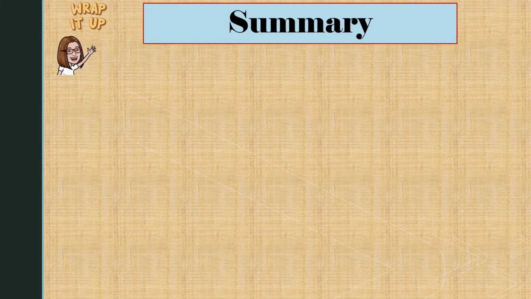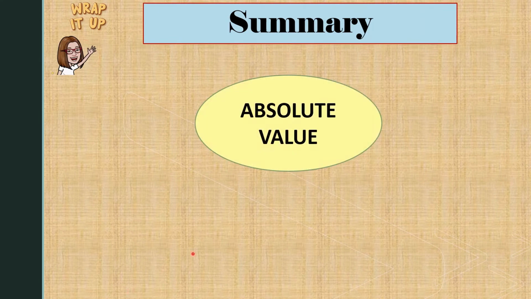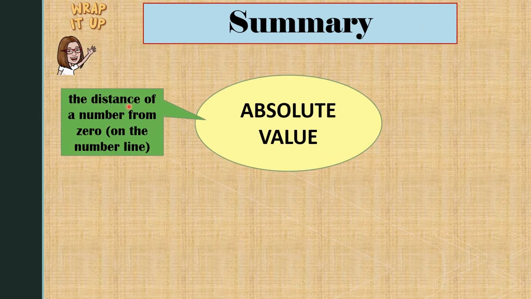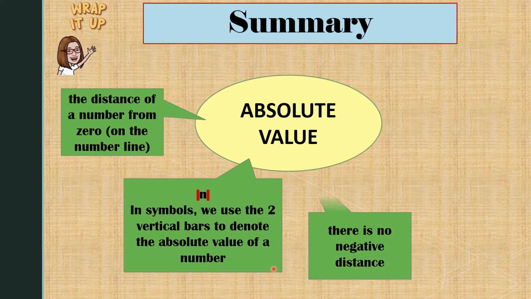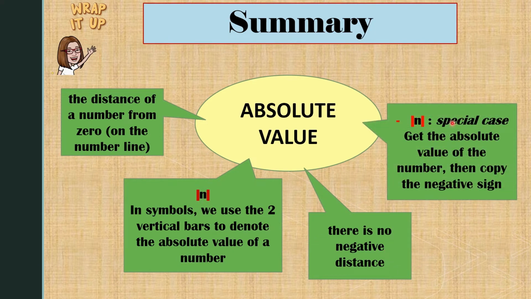Let's now summarize our discussion. We have learned that absolute value pertains to the distance of a number from 0 on the number line. We also learned that in symbols, we use the 2 vertical bars to denote the absolute value of a number. Also, there is no negative distance. And finally, there is a special case that if there is a negative sign outside the absolute value sign, you have to get the absolute value of the number first and then copy the negative sign. So, I hope you take note of this and you learned a lot from our discussion.